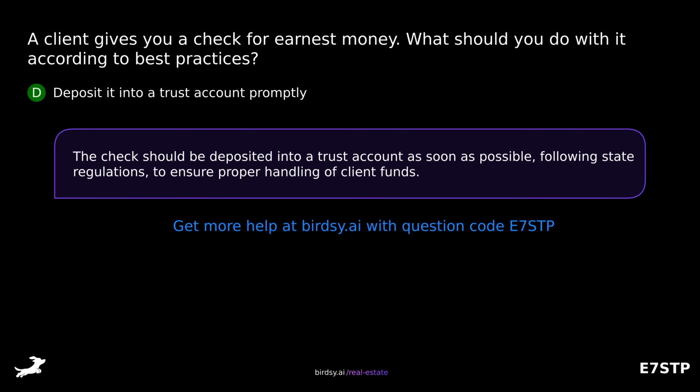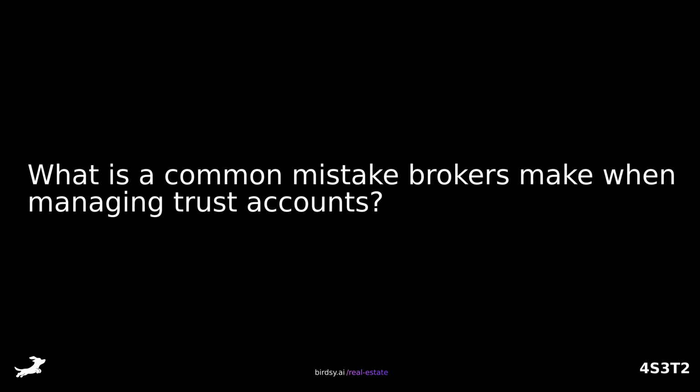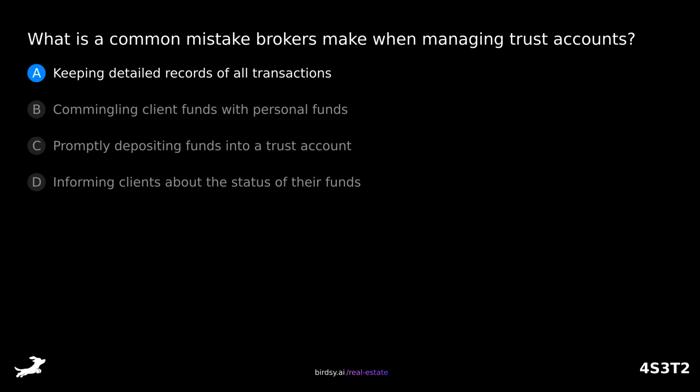of client funds. What is a common mistake brokers make when managing trust accounts? Is it A, keeping detailed records of all transactions, B, commingling client funds with personal funds, C, promptly depositing funds into a trust account, or D, informing clients about the status of their funds? The answer is B, commingling client funds with personal funds.